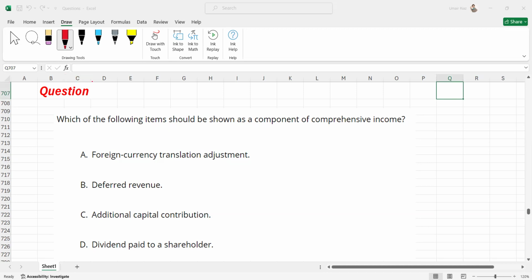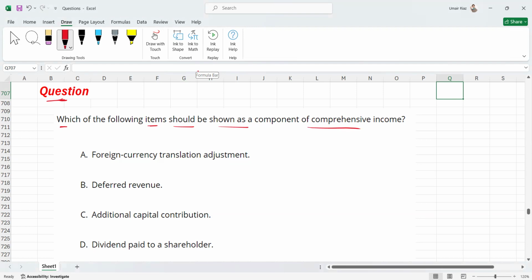Today we are going to practice the questions and again our topic is income statement and statement of comprehensive income. Okay, so here we have a first question. The question is: which of the following items should be shown as a component of comprehensive income?